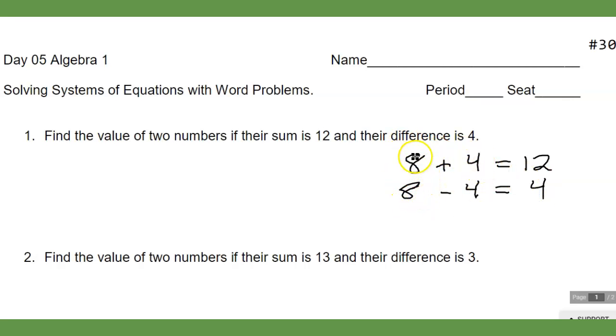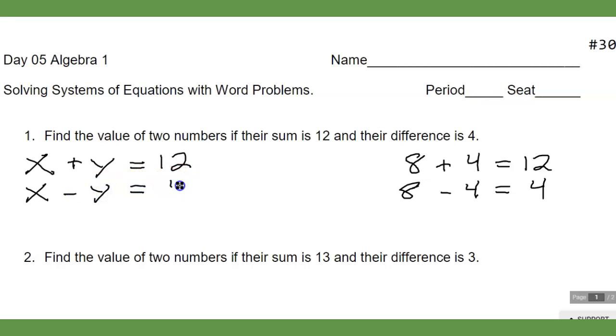You can just take out 8 and put in x, take out 4 and put in y. So we're purposely using some easy numbers right now. Same thing here, 8 minus 4 would be like x minus y.